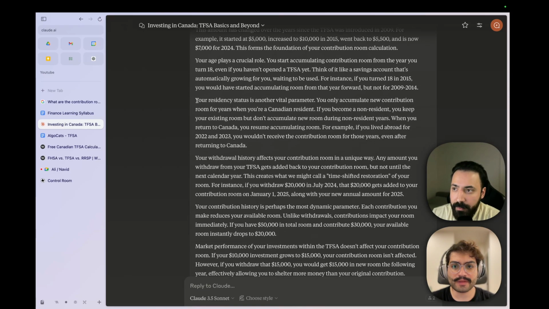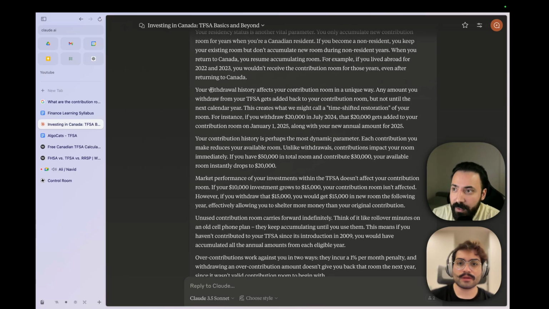So then your residency status is another parameter when you're a Canadian resident. And last time we discussed this Canadian resident, that it's when you pay taxes and you are in Canada legally. Correct. So if you go away from Canada during that period, you become a non-resident, you keep your existing room, but you don't accumulate for those non-resident years. When you return back, you resume accumulating.